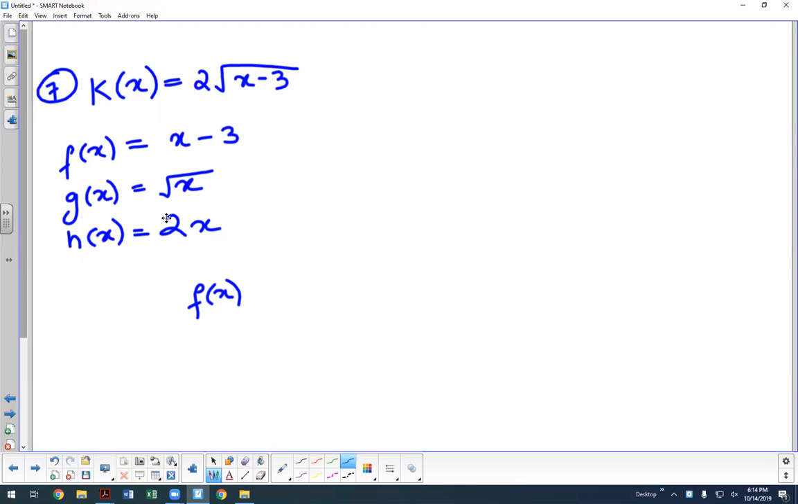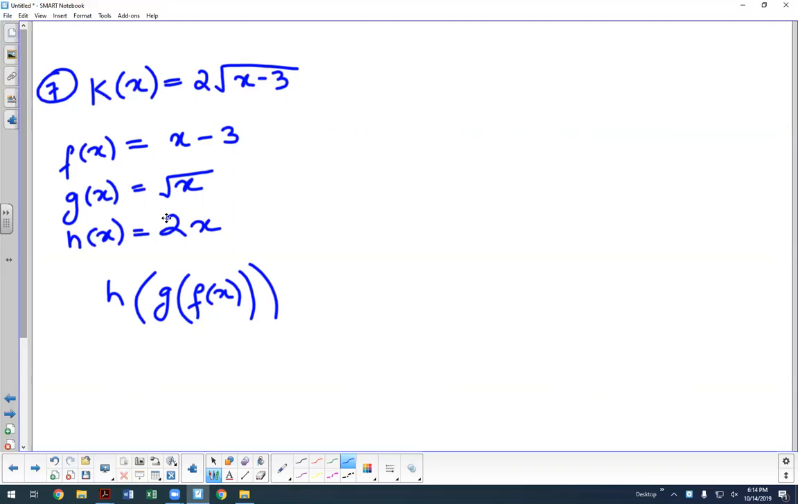So once we do x minus 3, then we need to take the square root, which means g will be my next function in line. And then the very last thing on the outside that we do is whatever answer we get from here gets multiplied with the 2. So that's actually going to become your outermost function.